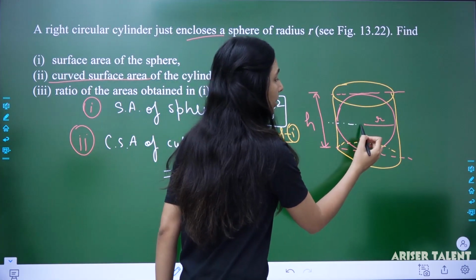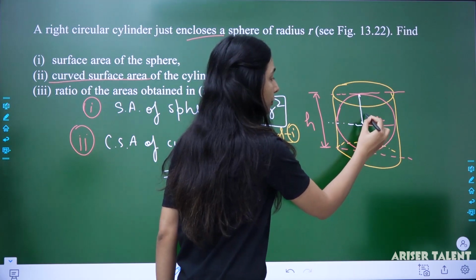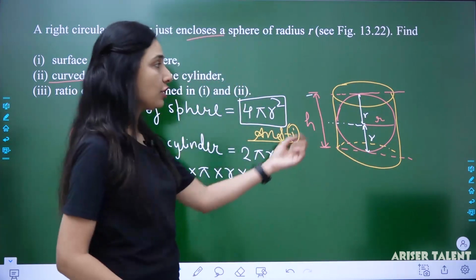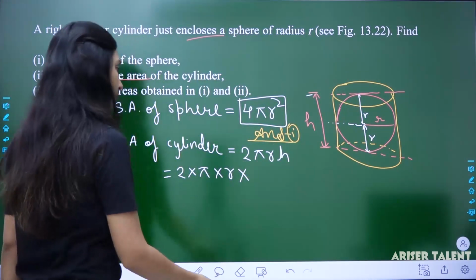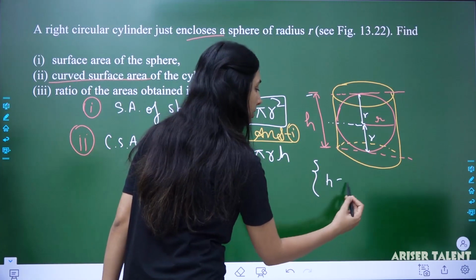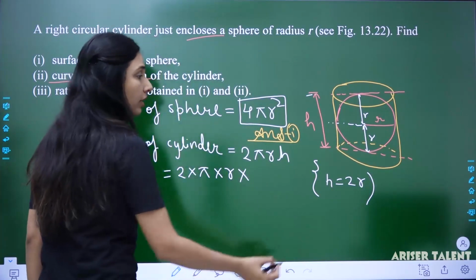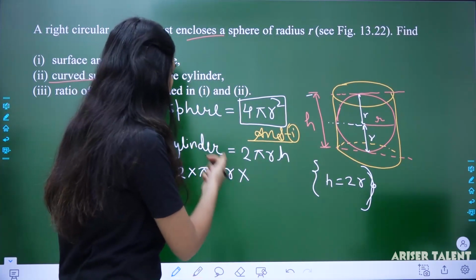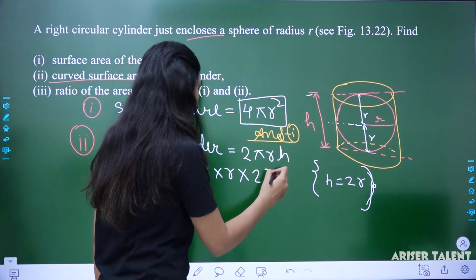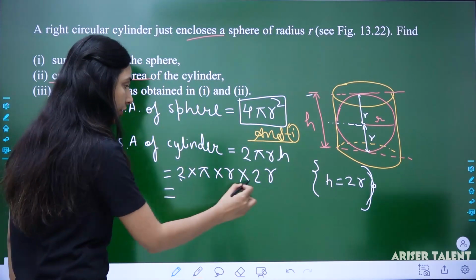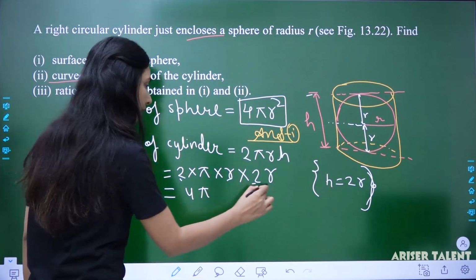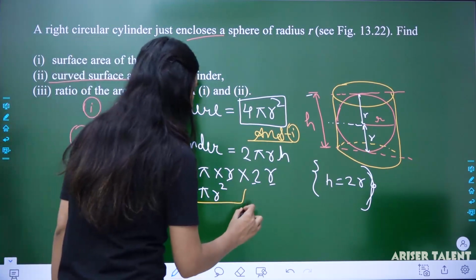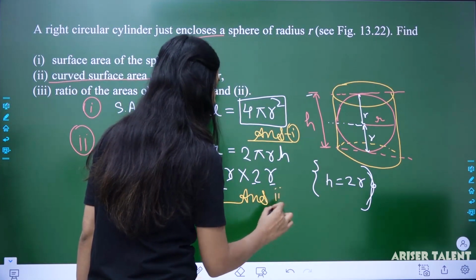If we talk about the sphere, this is r for sure, the radius, and this is r for sure, the radius, and this part is equal to h. That means h equals 2 multiplied by r. So the diameter of this sphere will be the height of the cylinder. So we'll just put the values here. Solve it. That's going to be 4, then pi, then 2 times r, that is r square. And this is your answer second. Finished here.